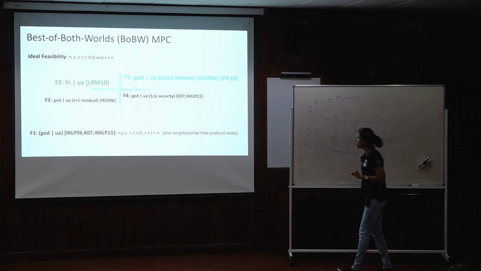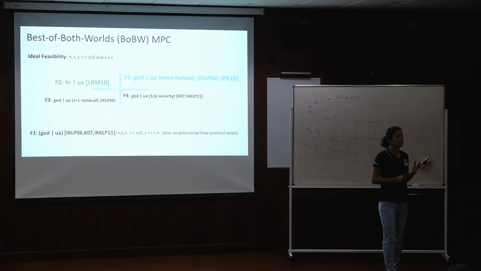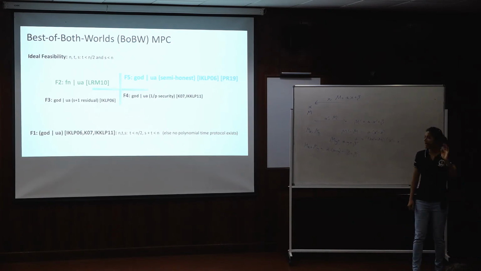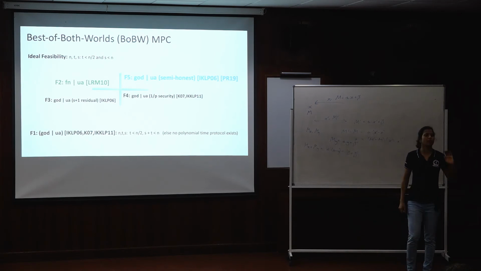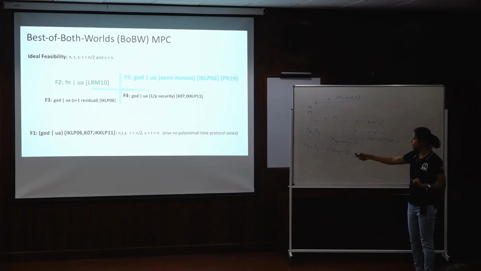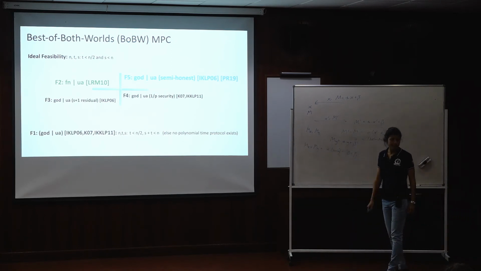The last way out is that if we are happy to tolerate only a semi-honest or passive adversary in the dishonest majority world, then also it is fine. We can achieve the ideal feasibility. So what I am saying is that in the honest majority world, you still tolerate a malicious adversary, but in the dishonest majority world, if you are happy to tolerate a semi-honest adversary, even in that case you can achieve the ideal feasibility. Okay, so these are the 4 ways that we can bypass this impossibility.